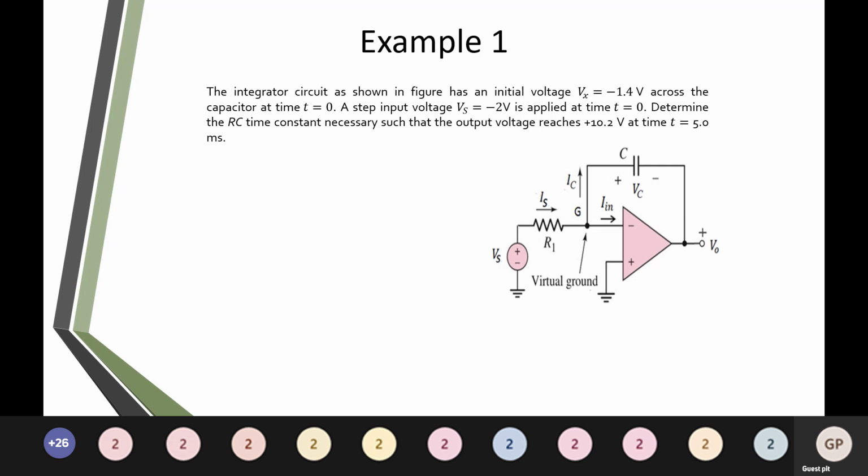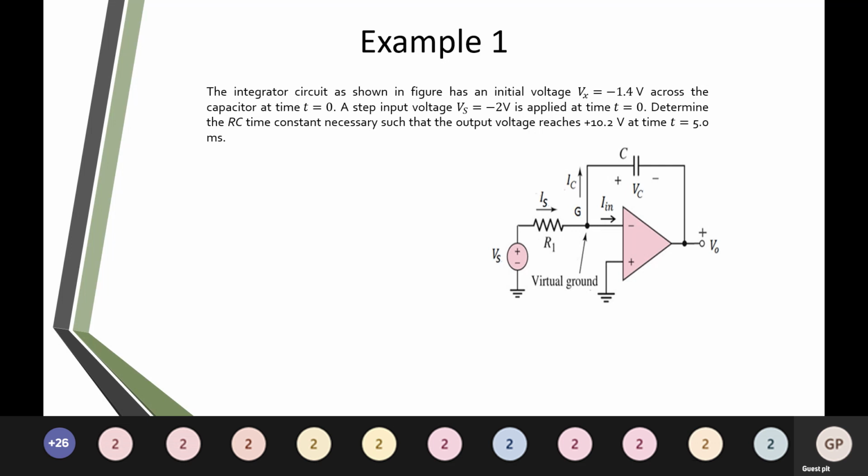To determine the RC time constant, we should find out what value of RC time constant is necessary such that the output voltage reaches 10.2 volts at time t is equal to 5. So at t is equal to 5, my output is 10.2. Initially we started at t is equal to 0, so it goes from t is equal to 0 till t is equal to 5, and finally at t is equal to 5, my output reaches 10.2 volts. Now with all these details, let me find out what the time constant value will be. R and C, we cannot find out individual values, so instead we can make it an RC time constant.